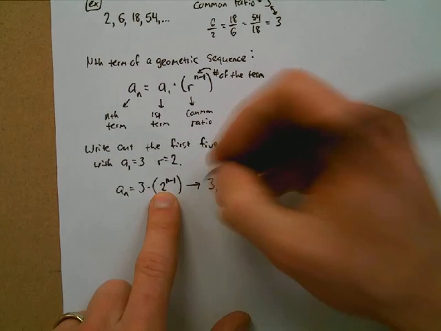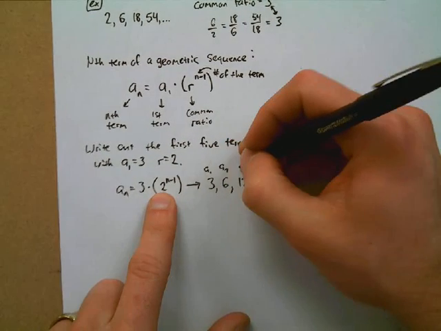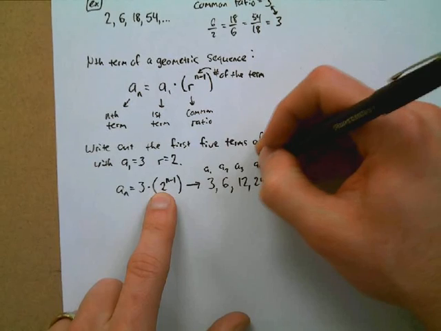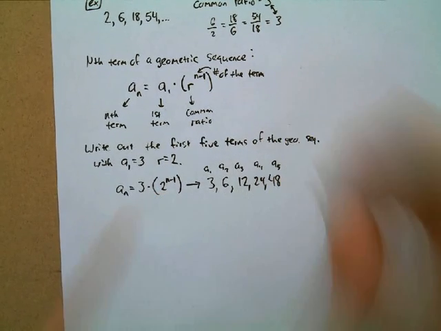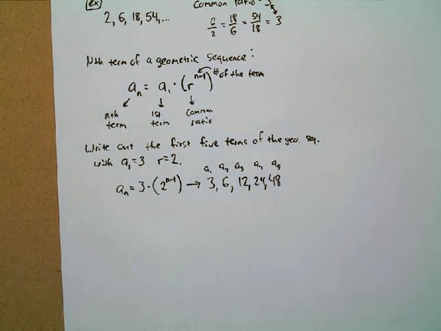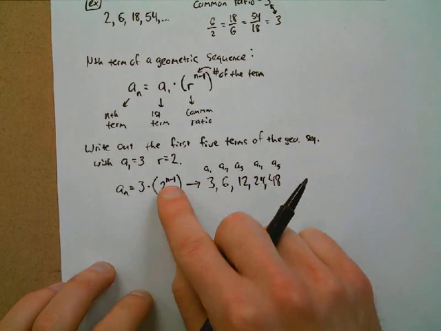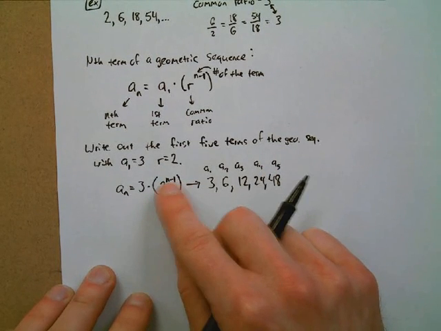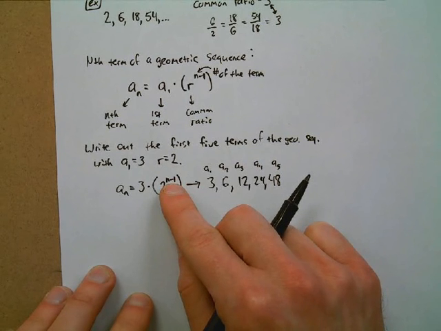Let me just, as an example here, let's plug in like 4. 4 minus 1 is 3. 2 to the third is 8, times 3 does give us 24 there. Okay, so you can see it works. And it'll work for all the other ones there too. Okay.